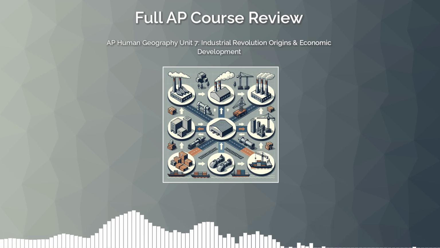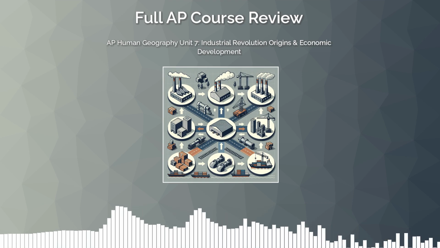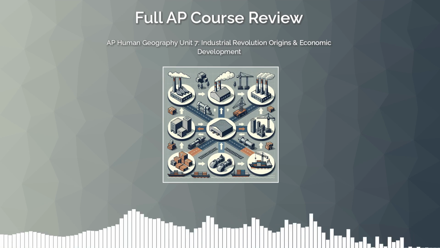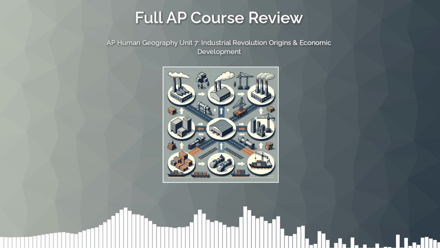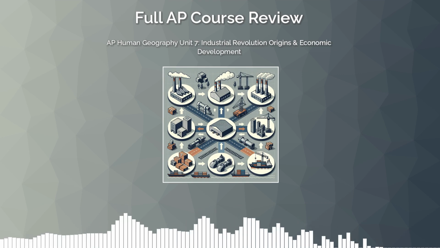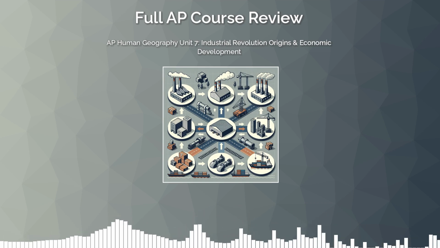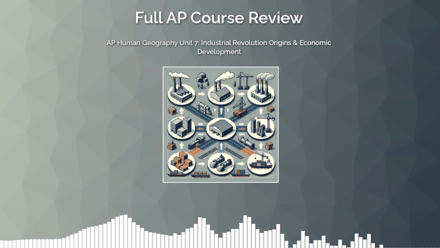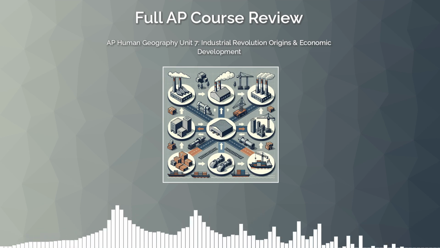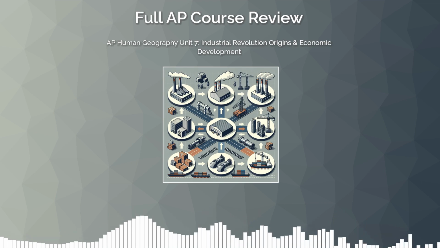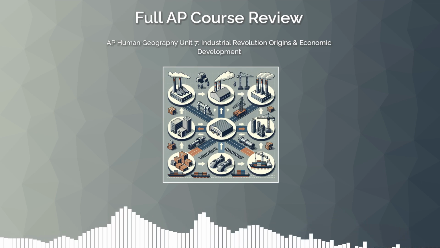Export processing zones and female labor. Here's a real-world example the exam loves. Export processing zones, EPZs, sometimes called special economic zones. These are designated areas common in countries like Bangladesh, Mexico, and Vietnam, where governments offer tax incentives and relaxed regulations to attract foreign manufacturing. A defining feature of EPZ labor forces is that they are disproportionately female, often 70 to 80% women. Why? Because factory owners in textile, garment, and electronics industries often prefer to hire women, viewing them as more compliant, detail-oriented, and less likely to unionize.